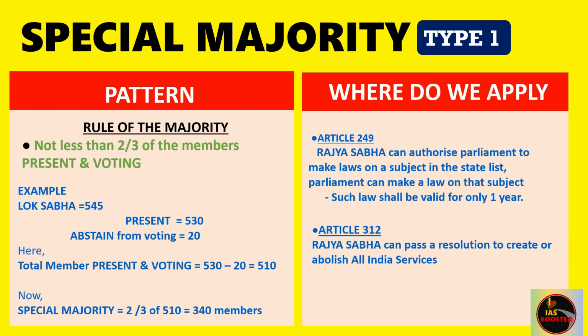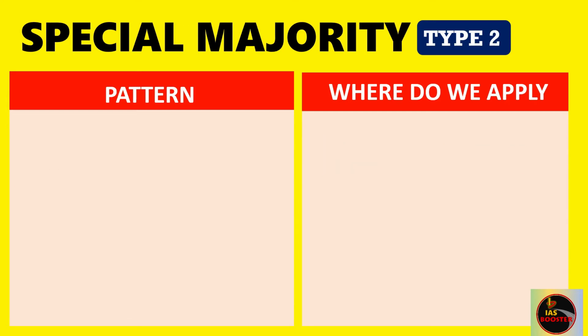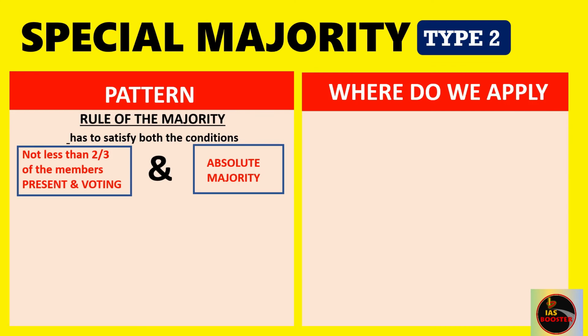Now let's go across to type 2. Here under type 2, the rule is not less than 2/3 of the members present and voting, which we have followed in type 1, plus it must satisfy the second condition called absolute majority. We have already discussed that absolute majority is half of the total strength of the house. That is 545, so 273 is what we require for the absolute majority.